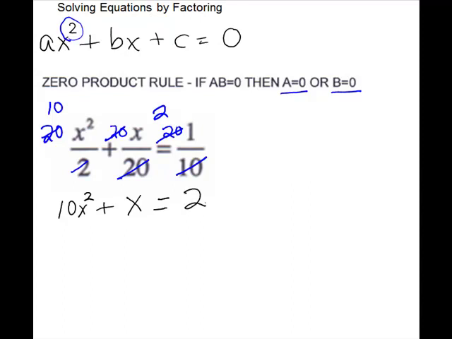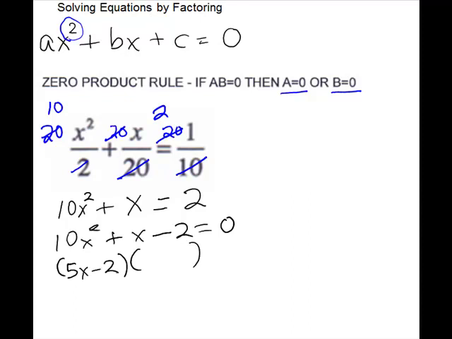2. All right, now we will have to get a 0 on one side. So we'll subtract the 2. 10x squared plus x minus 2 equals 0. And then you will factor. This is a trial and error factoring. I'm just going to give you the proper factoring. It is 5x minus 2 and 2x plus 1 equals 0. So you break it apart.